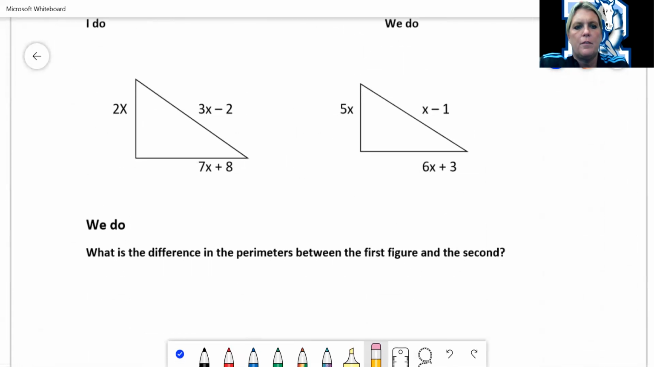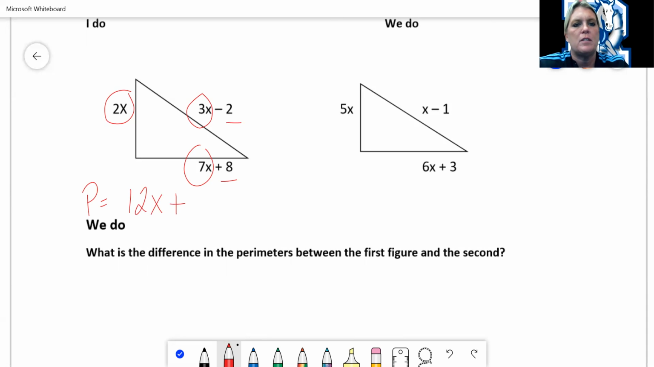Let's find the perimeter of the first triangle. In this case, when I have the triangle, all the sides are labeled, so I don't have to do anything like I did on the last one. I'm going to circle all my X's and add those up. So my perimeter here is 2x plus 3x plus 7x, which gives me 12x. And then 8 minus 2 is plus 6. That's the perimeter of the first triangle. Take a minute, do the same thing on the one on the right, on the we do, pause the video, and then come back and see how you did.